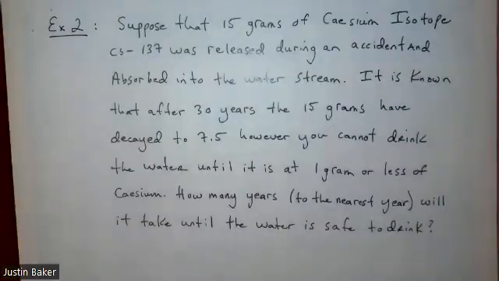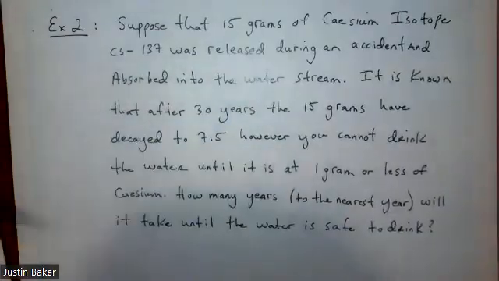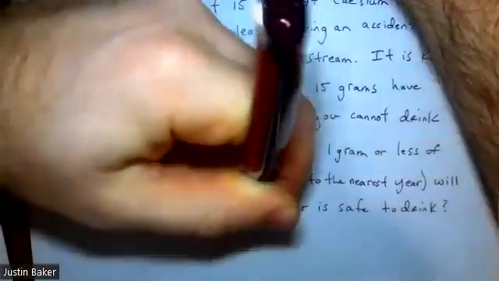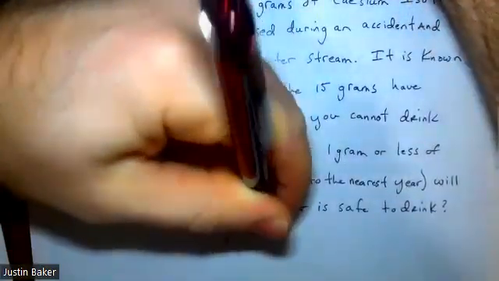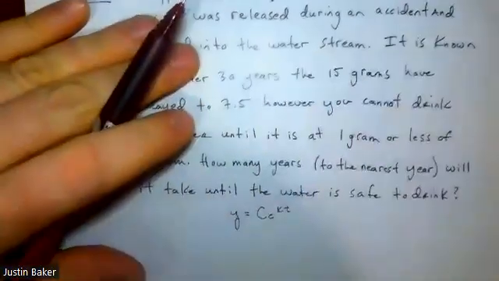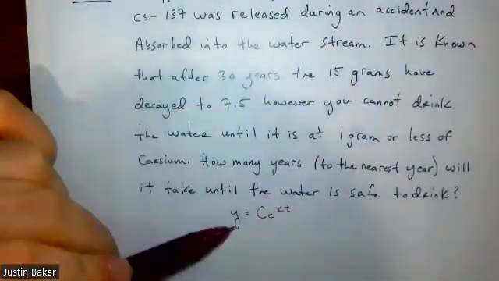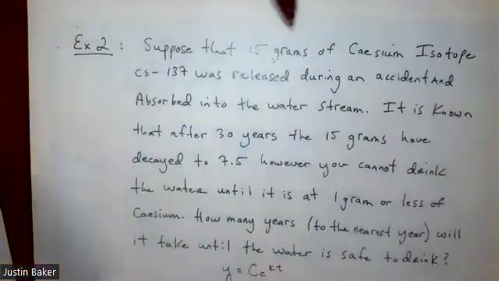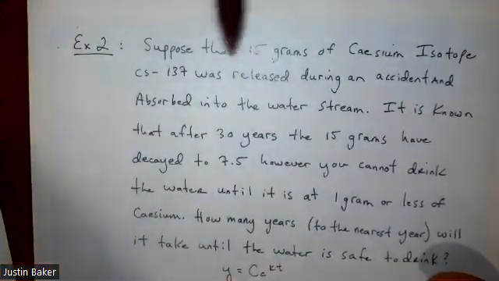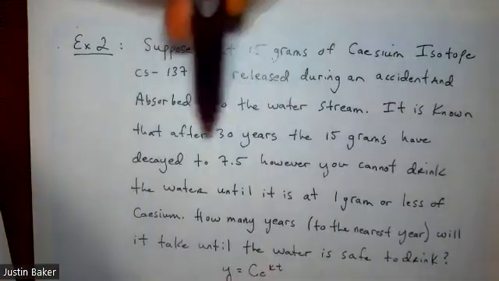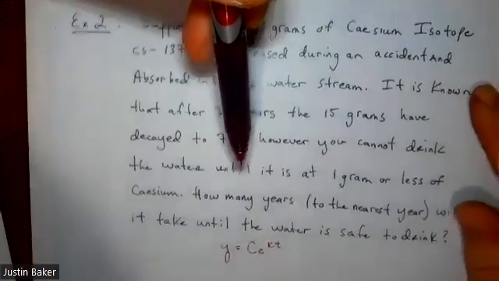So what we have to figure out here is that when you start this question, it's still going to be the same formula, y equals c e to the kt, but we're going to alter this. Instead of y equals, when we read this up here, suppose that 15 grams of a cesium isotope was released during an incident. It is known that after 30 years, 15 grams decays to this, however, you cannot drink the water. I'm reading this myself right now.